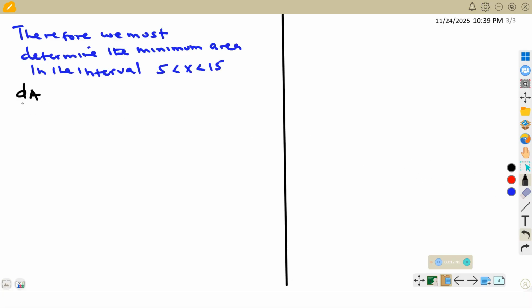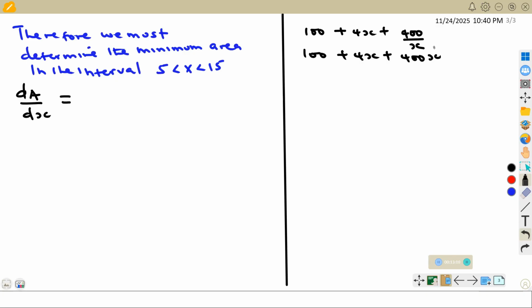That is getting dA/dx. So what will be dA/dx? Remember, we have 100 plus 4x, then plus 400 divided by x. So we are differentiating this. Remember, this can be as well written as 100 plus 4x plus 400 x to the power negative 1. So differentiate with respect to x. When you differentiate 100, a constant, you get 0. Differentiate 4x, get 4. Differentiate x to the power negative 1, you will have to drop the negative.